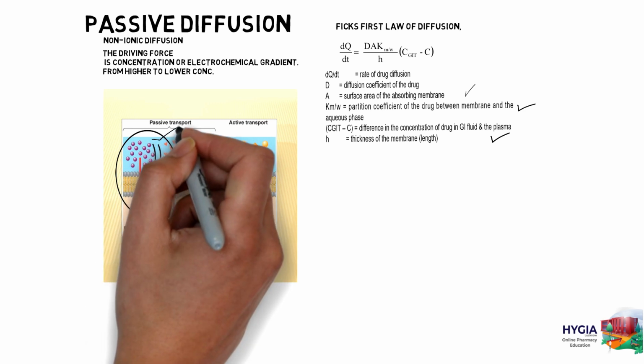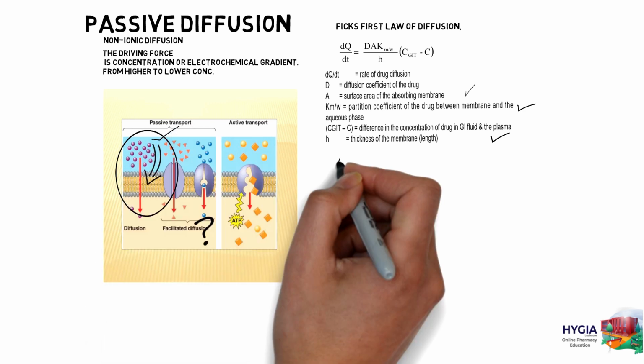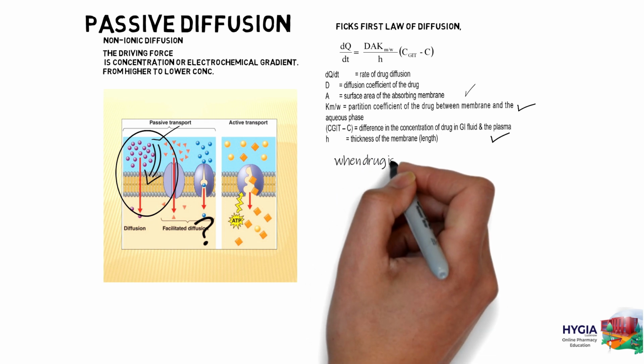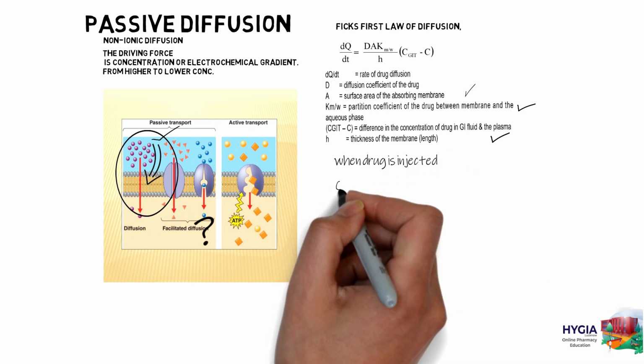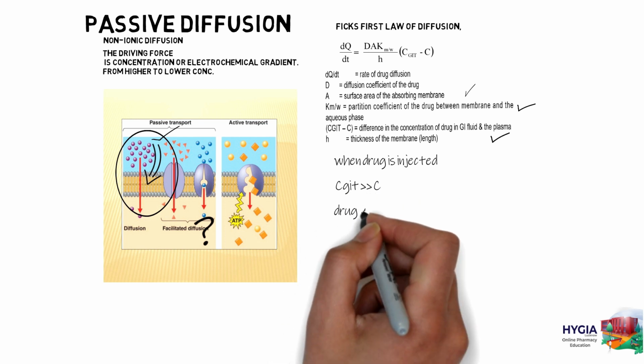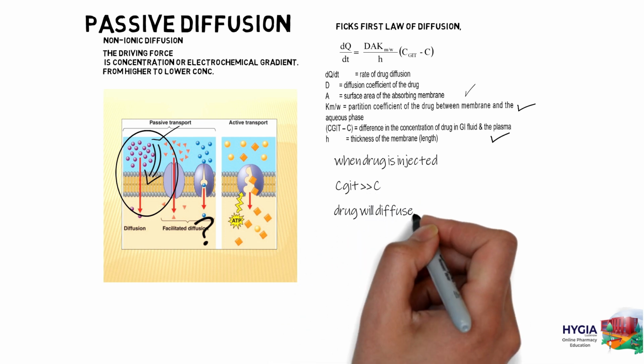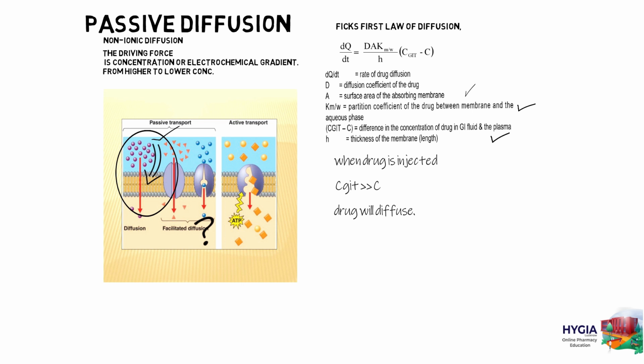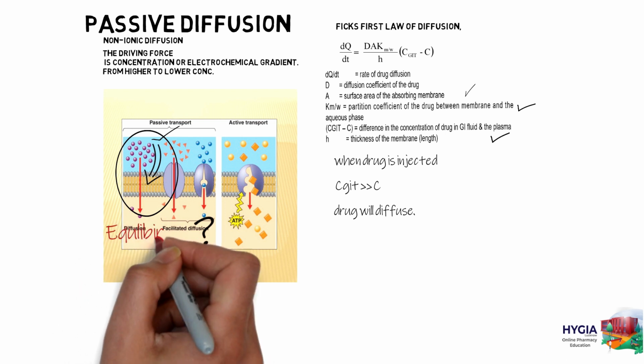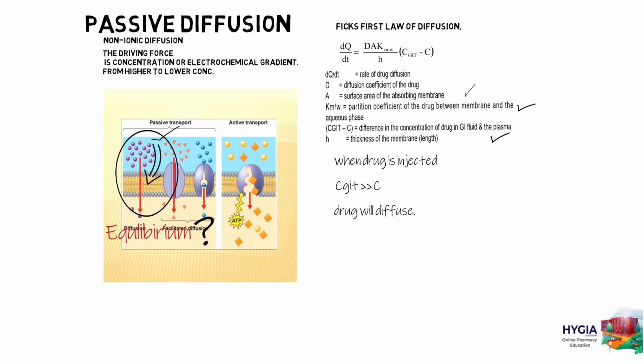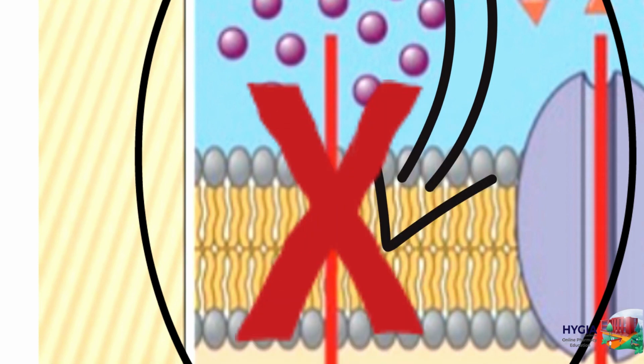Right, so when the drug is ingested, meaning when you take the drug orally, the concentration that is C_GIT, the concentration in GIT, is much more than the concentration of drug in plasma, which is represented by C. It means that the drug will diffuse passively. Right, until when will it diffuse? When the equilibrium is achieved. So, if the equilibrium is achieved, what will happen? The process of diffusion will stop because the concentration on both sides of the membrane will be the same.